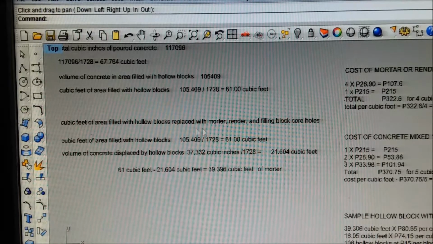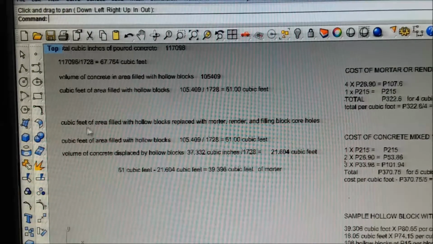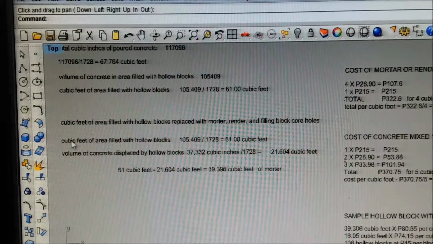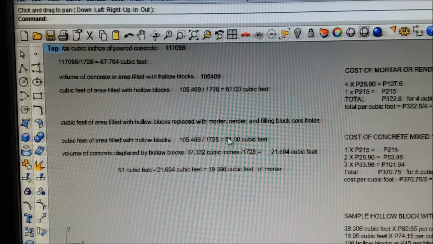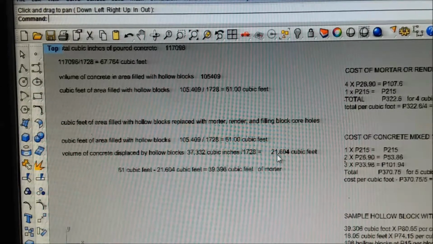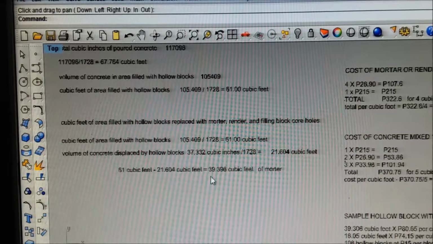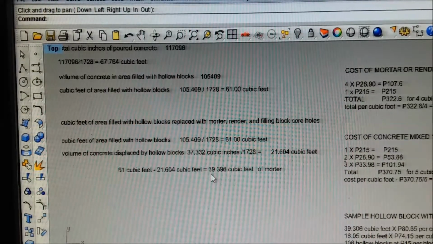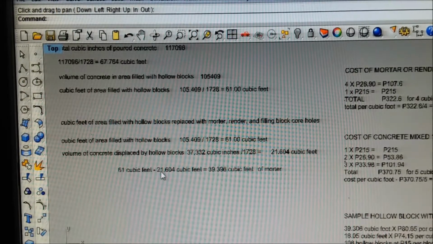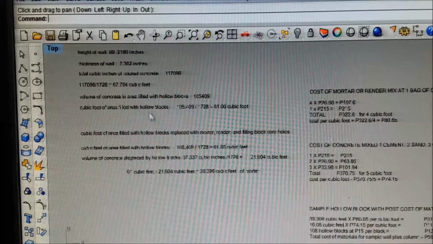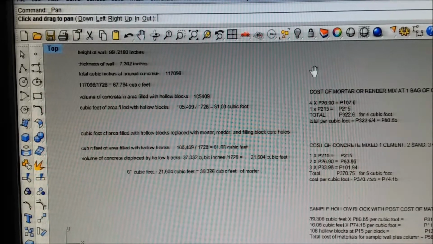So we got the cubic feet of the area filled with the hollow blocks, replaced with mortar, render, and filling block core holes. And that comes out to 61 cubic feet and 21.604. I guess that's the render. No, it's the 39 number that is the render. The 21.604 is the hollow block. Okay, hang in there. Last column coming up.